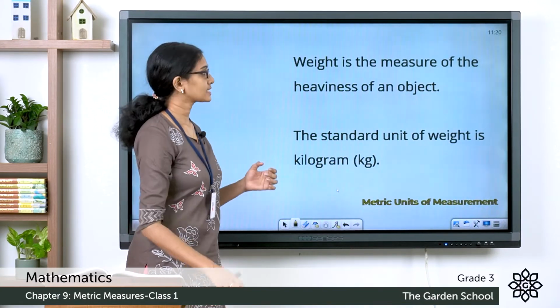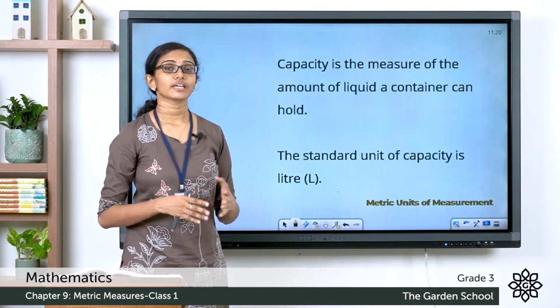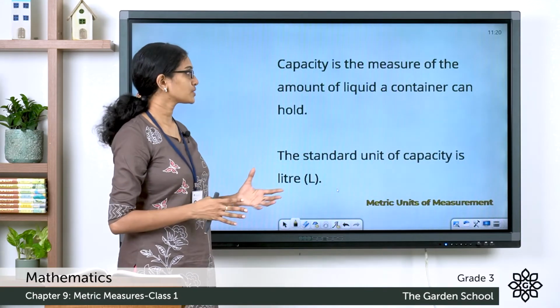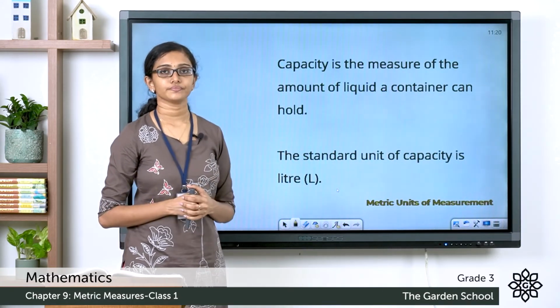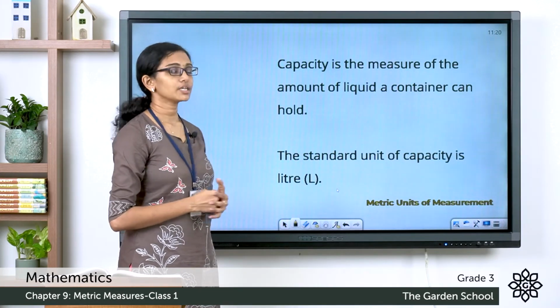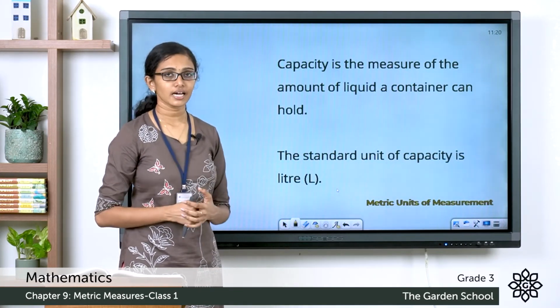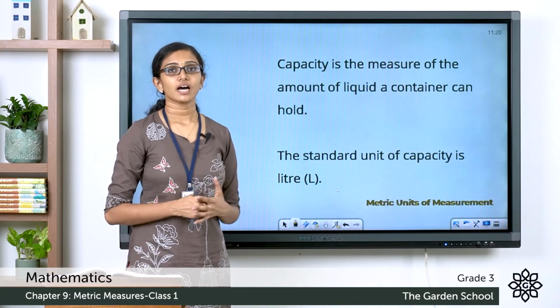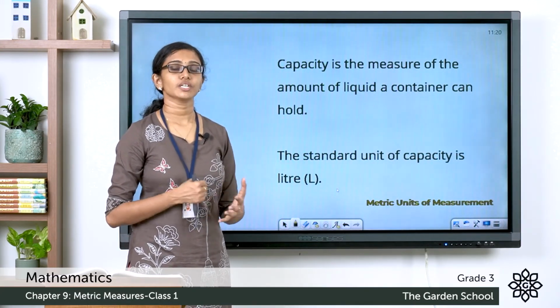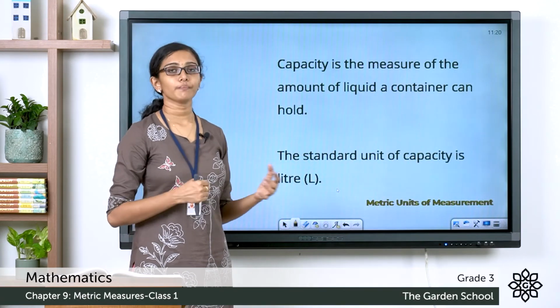Now, what is capacity? We can define capacity as the measure of amount of liquid a container can hold. And the standard unit of capacity is liter, which is represented with the letter L. So, these are the very basic concepts you need to learn while learning about measurements.